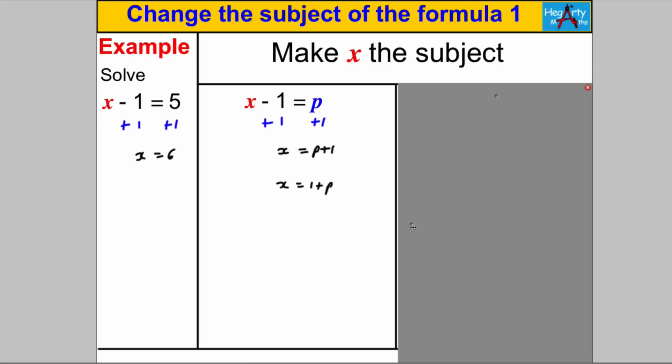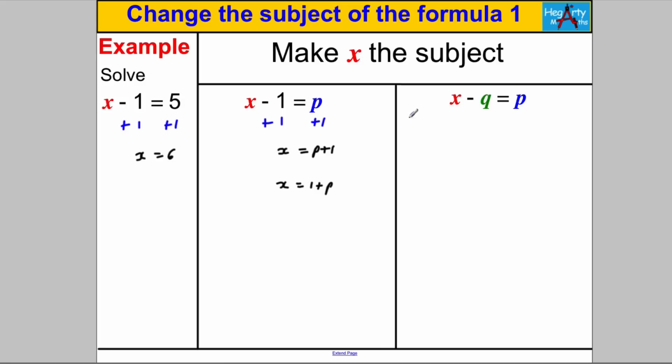And instead of taking away 1, let's just make that a piece of algebra. x subtract q is equal to p. What are we going to do? Well, we're going to add q to both sides to make x be on its own on the left hand side to isolate x, and we're going to get x is equal to p add q. And you could write it the other way around, q add p, because again addition is commutative, and we're done.